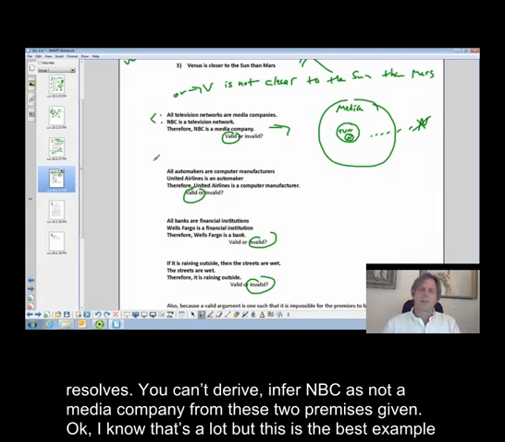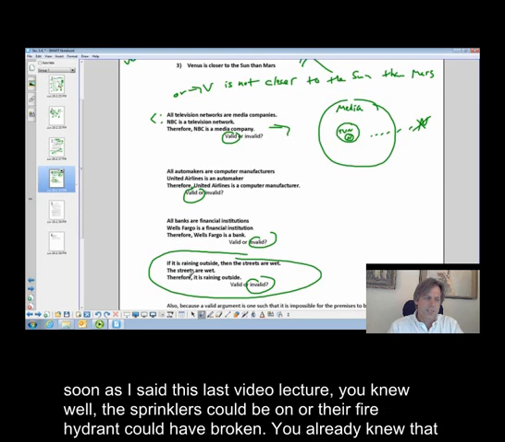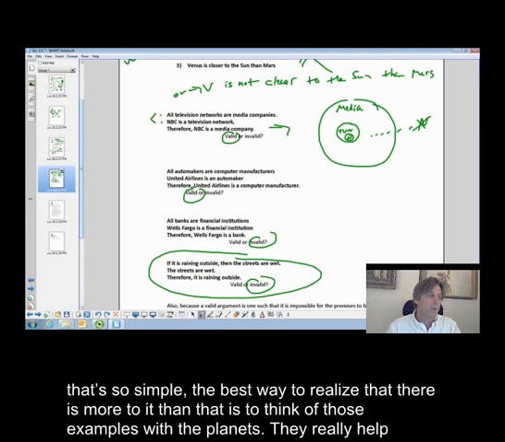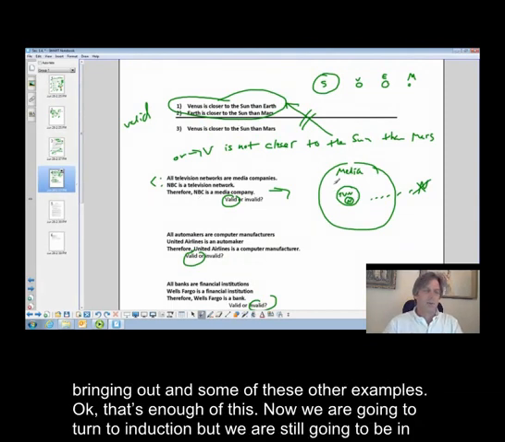Okay, I know that's a lot, but this is the best example to tell you this thing was kind of automatic. You sort of were doing this test. You knew that this didn't follow with 100% certainty because as soon as I said this last video lecture, you knew, well, the sprinklers could be on or the fire hydrant could have broke. You already knew that the conclusion could be other than this, so this was not valid because that didn't follow with strict necessity. And what I did is to make this more than, well, duh, Dave, that's so simple. The best way to realize that there's more to it than that is to think of those examples with the planets. They really help bring it out, and some of these other examples.